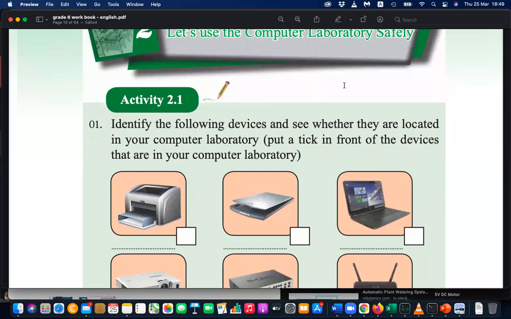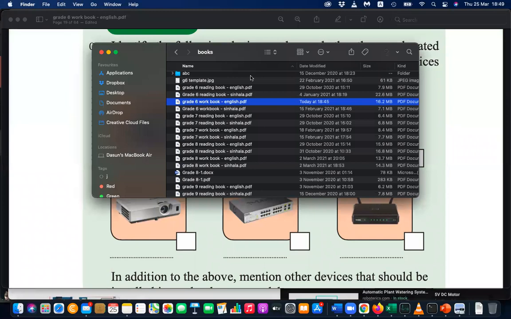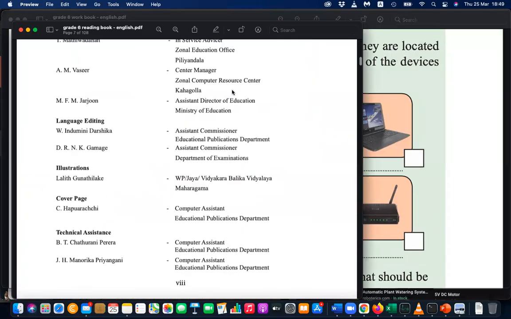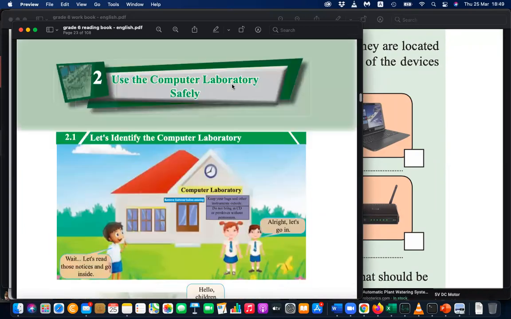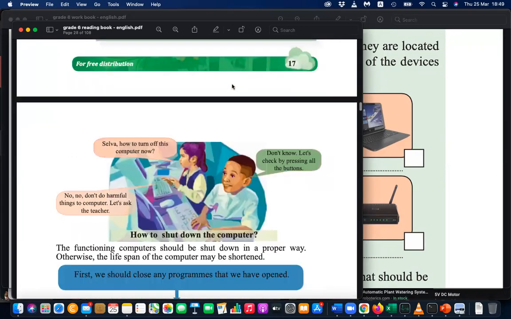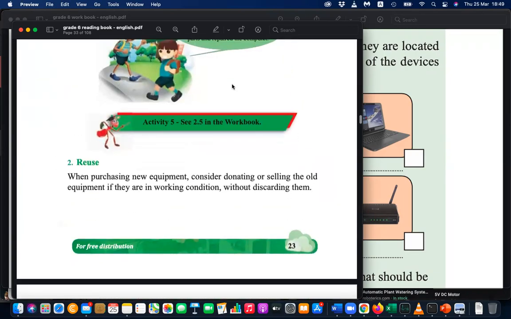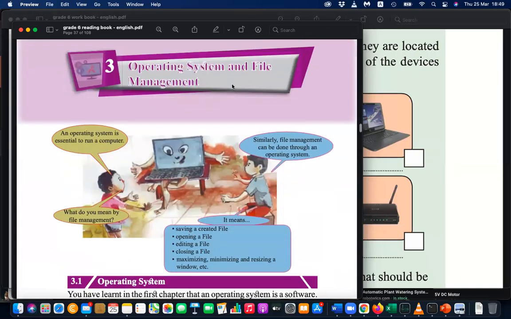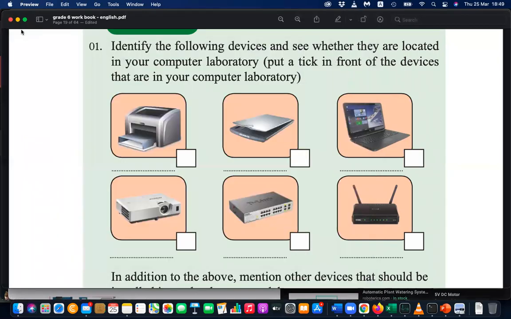Since we have already discussed chapter number 2, actually now in the reading book, we are in this chapter, right? Let me remind, in the reading book we discussed the first chapter, then we started discussing the second chapter, safe use of ICT. We just finished this, and now we are here. We have to start the new one. So you can answer this question also.